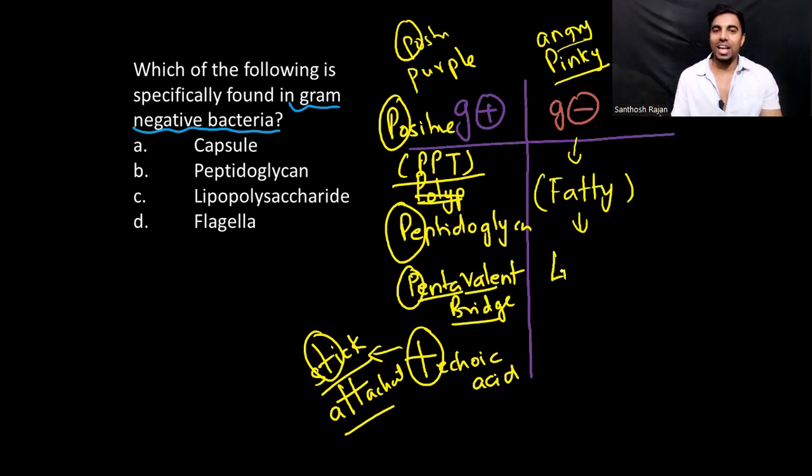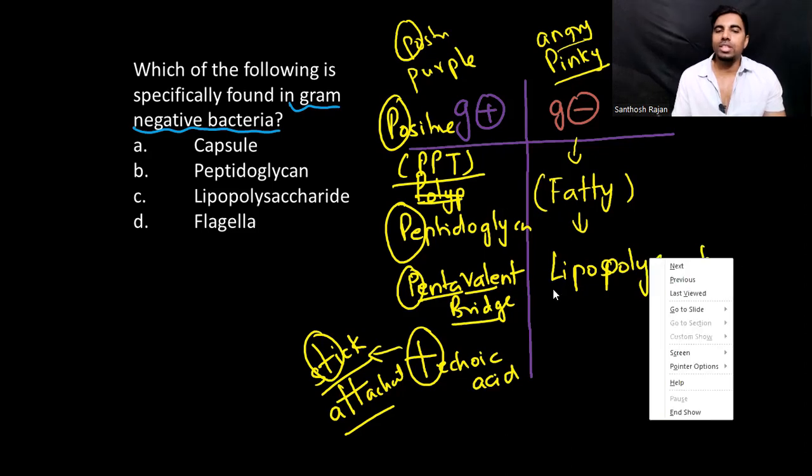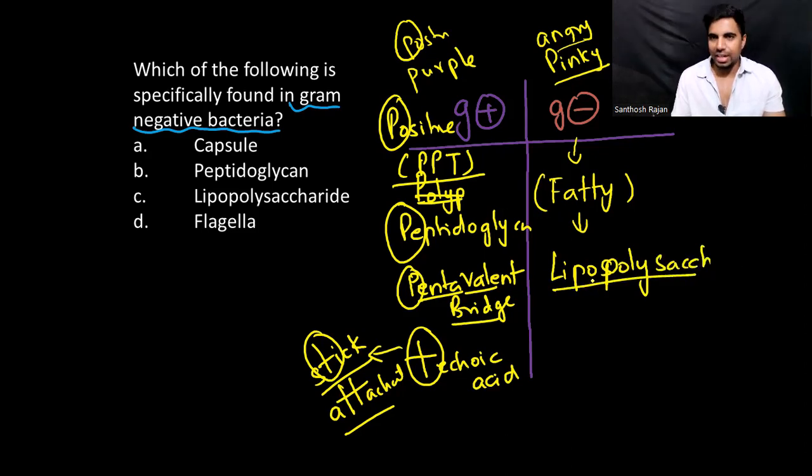That means what is going on in them? Lipopolysaccharide. Sometimes if a question comes, which one has high lipid, even if they ask indirectly, remember lipid goes to negative people. Positive people are not bad, but just for examination purposes, please remember like this. Lipid is more for negative people. That's important. So this is the difference.